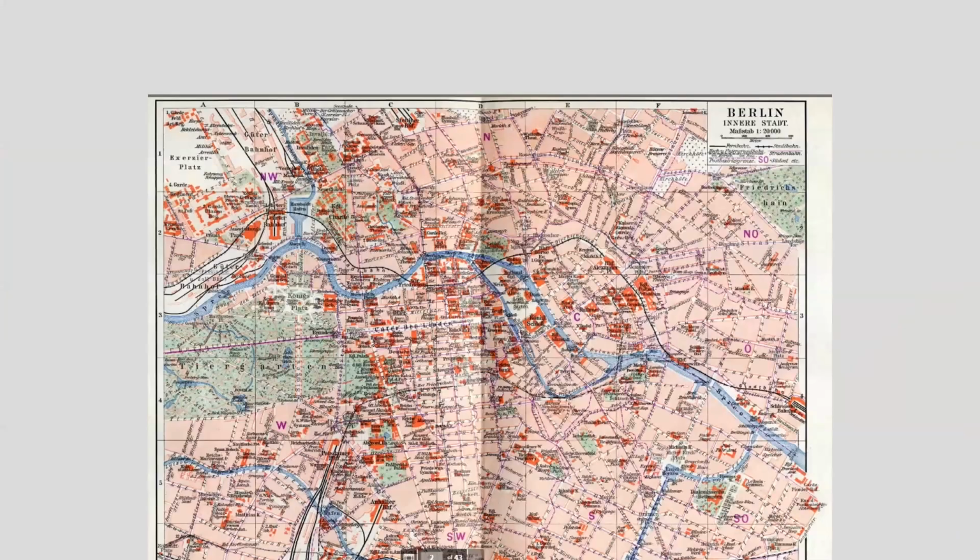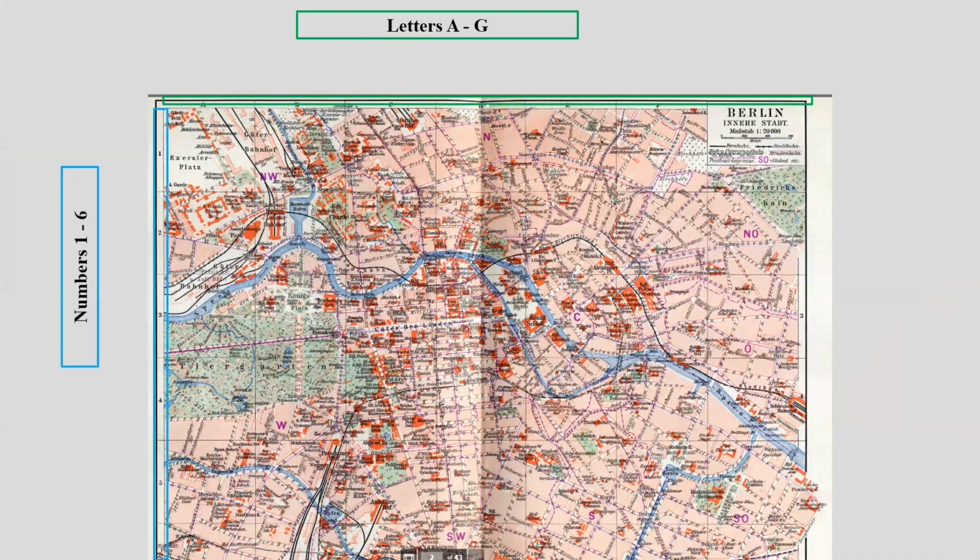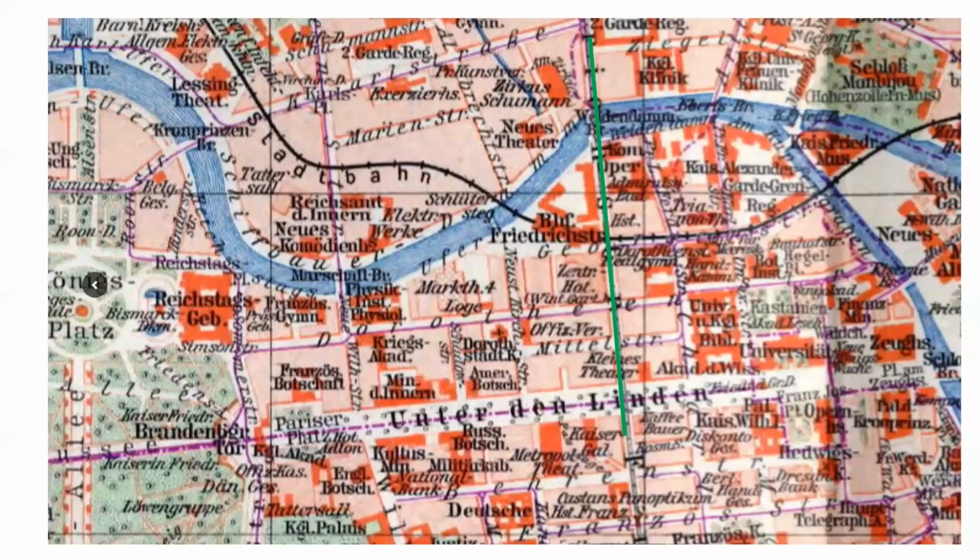On map number 1, the vertical columns are listed with alphabetical letters A through G on the top of the map. In the margins on the left and right, the horizontal columns are marked with numbers 1 through 6. Letters C and D are marked at the top of the map, and number 3 is marked on the left side of the map. A green line has been drawn to show the division between columns C and D. By clicking on this map image, you can enlarge it.